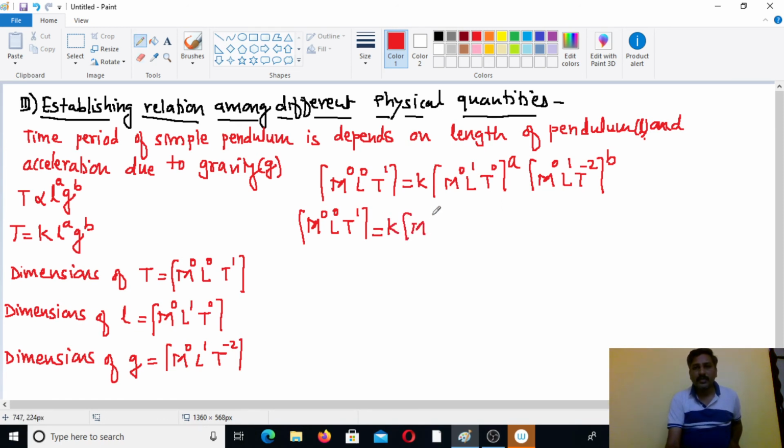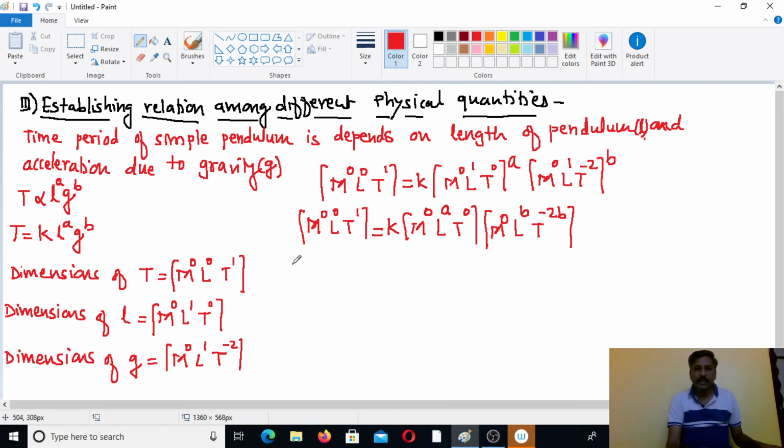Here m raised to 0 into a becomes m raised to 0. L raised to 1 raised to a, therefore it becomes L raised to a. T raised to 0 raised to a becomes T raised to 0. Again m raised to 0 raised to b becomes m raised to 0. L raised to 1 raised to b becomes L raised to b. And here T raised to minus 2b. Okay, is it clear for all the members?